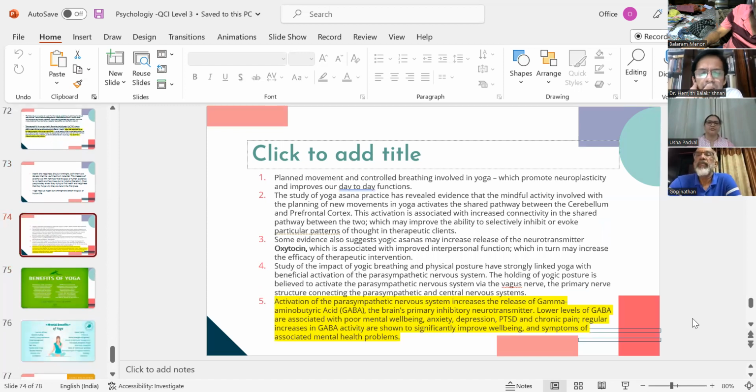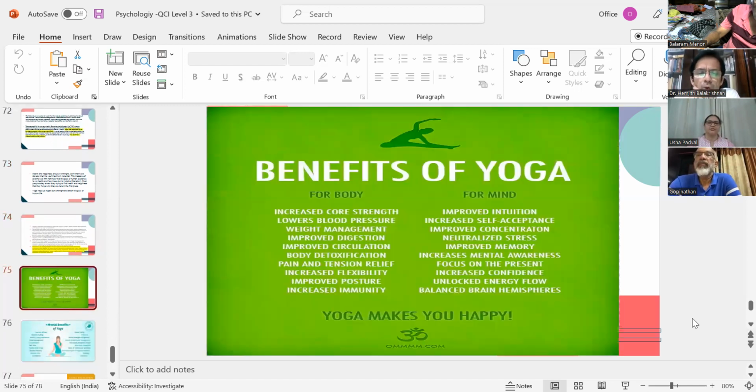This is just the benefits of yoga for the body. We all know about increased core strength and lowered blood pressure. You all know which practices lower blood pressure, weight management, improve digestion, improve circulation, body detoxification, pain and tension relief, increased flexibility, improved posture, and increased immunity.